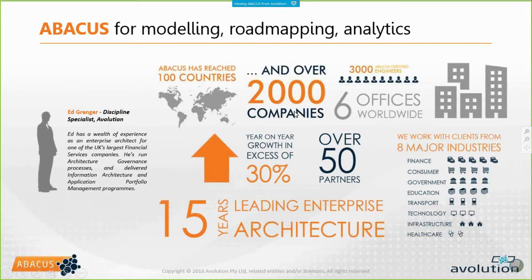So before we start, let's just give a bit of background to the company if you don't already know us, and to myself. My name is Ed Granger. My job title is Discipline Specialist. I'm a consultant with Avolution software, and by background, I'm an enterprise architect. I worked in information and application architecture for about 10 years, primarily in financial services, but also to a limited extent across other industries. And that's really a key point for us. As a company, we are a leader in the Gartner Magic Quadrant. Our core ABACUS product is very well reviewed and well embedded across the world.